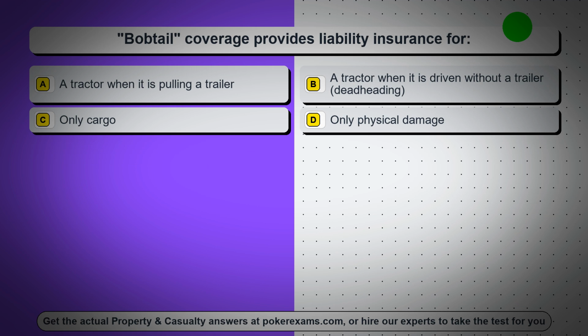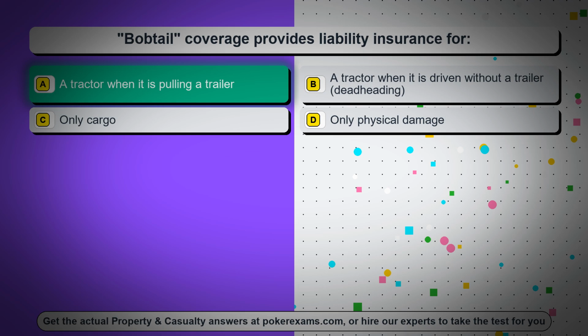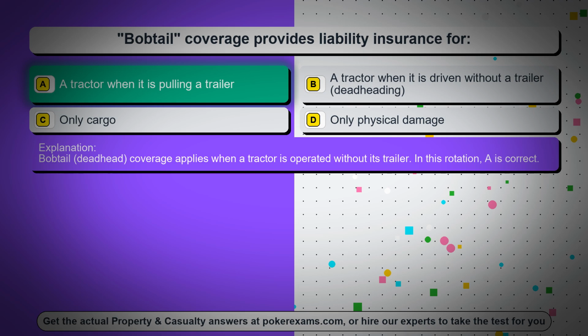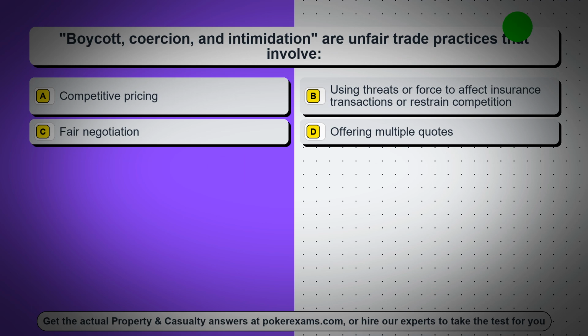Question 25. Bobtail coverage provides liability insurance for: Option A, a tractor when it is pulling a trailer. Option B, a tractor when it is driven without a trailer, deadheading. Option C, only cargo. Option D, only physical damage. The correct answer is option A, a tractor when it is pulling a trailer. Bobtail, or deadhead, coverage applies when a tractor is operated without its trailer. In this rotation, A is correct. Question 26.